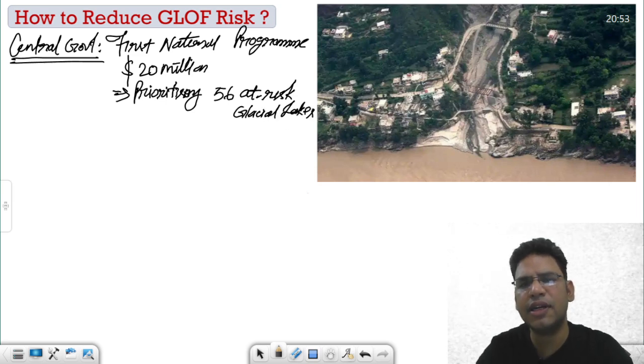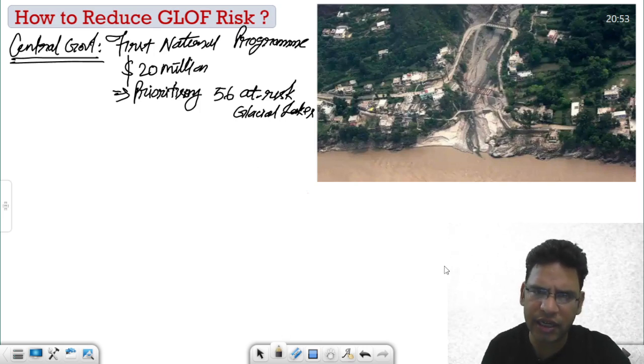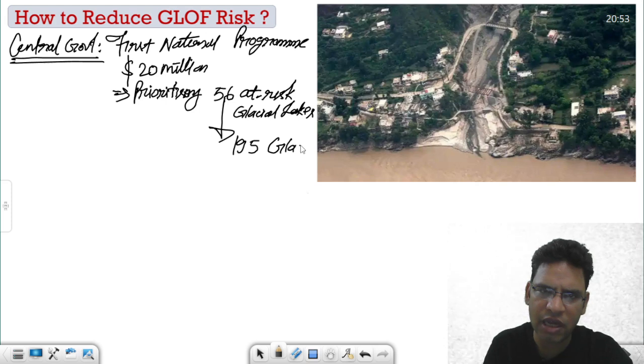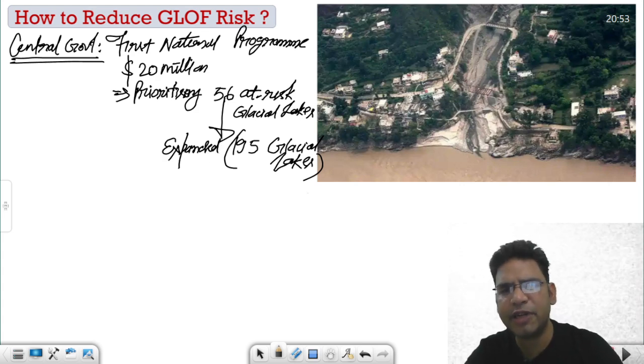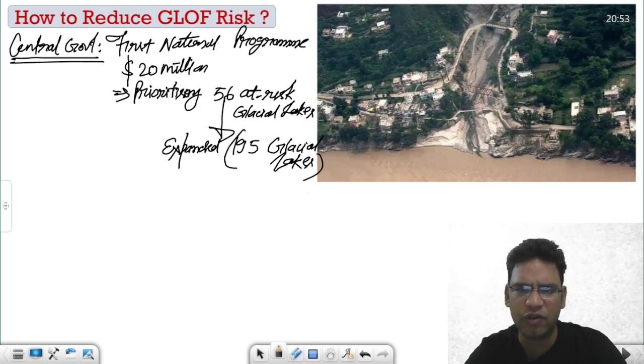Okay, this is what government is doing basically, right? So this list will be expanded. Recently, there was in news, they are going to expand it to 195 glacial lakes. These lakes will be expanded to 195, and they are categorized basically at 4 different risk levels, right?